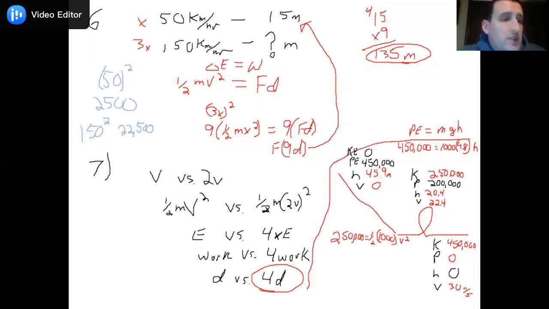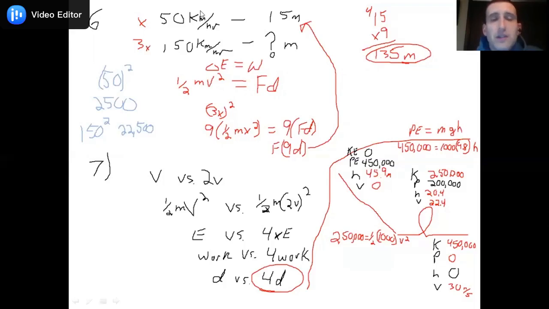The driver's license exam says if you're going 50 and you skid to a stop in 15 meters with locked brakes, how far will you skid if you're going 150? So a couple different ways to think about this. If 50 is our x, then 150 is 3x.